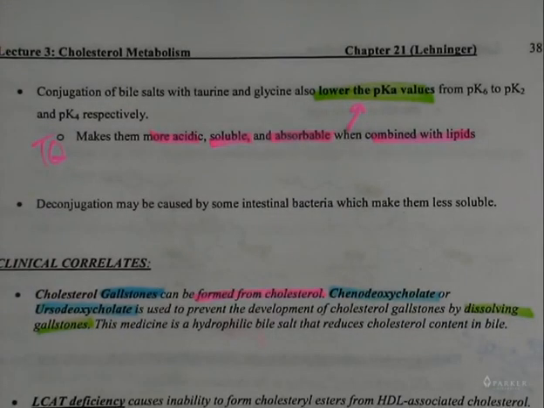Now, this is important. On page number 38, conjugation of bile salts with taurine and glycine lowers the pKa value, makes them more acidic, more soluble, and more absorbable. Please know that. Because it's adding these groups to it. It's adding amino acids. Amino acids are generally hydrophilic molecules. If you add a hydrophilic portion to a hydrophobic thing, it's probably going to get more soluble.